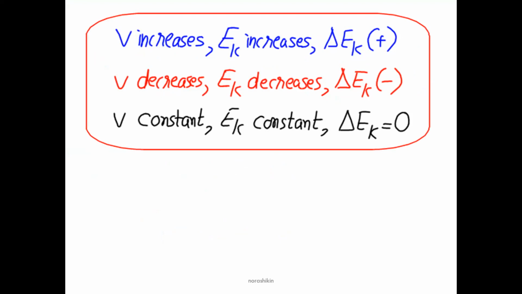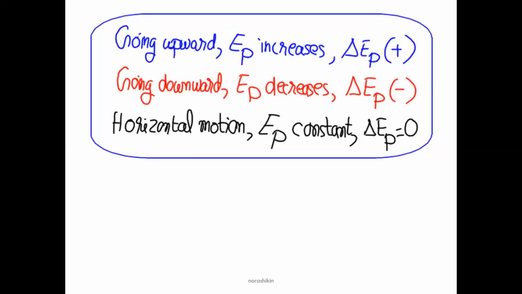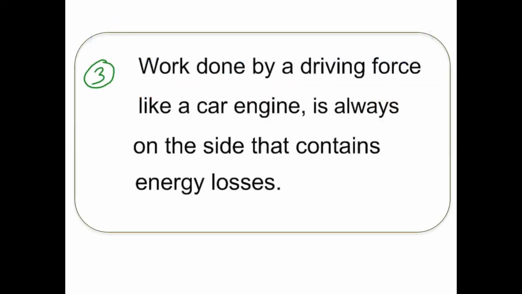When velocity decreases, kinetic energy decreases. When velocity is constant, kinetic energy is constant. Delta EK is zero. When something is going upward, delta EP is positive. When something is going downward, delta EP is negative. Horizontal motion, delta EP is zero.